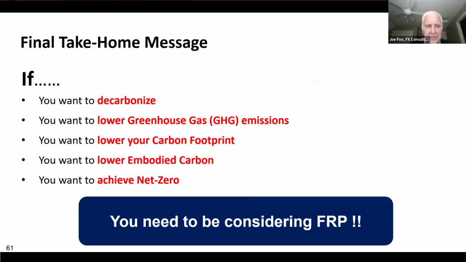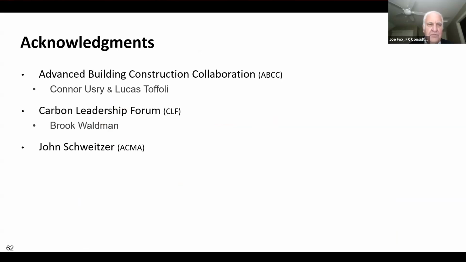And so my final take-home message is that if you want to decarbonize, if you want to lower greenhouse gas emissions, if you want to lower your carbon footprint, if you want to achieve net zero, you definitely need to be considering FRP.